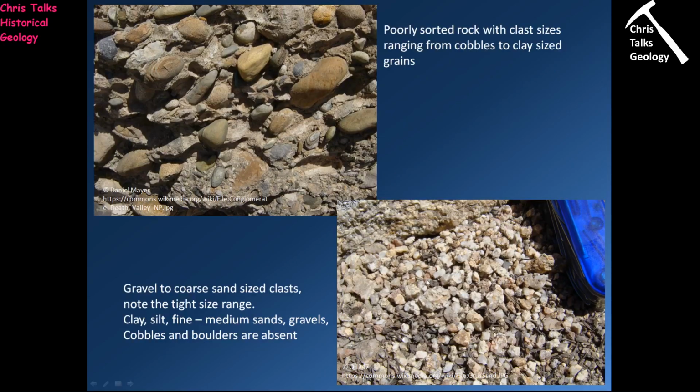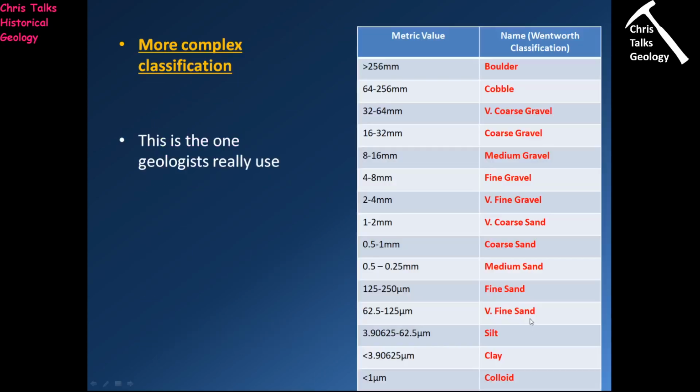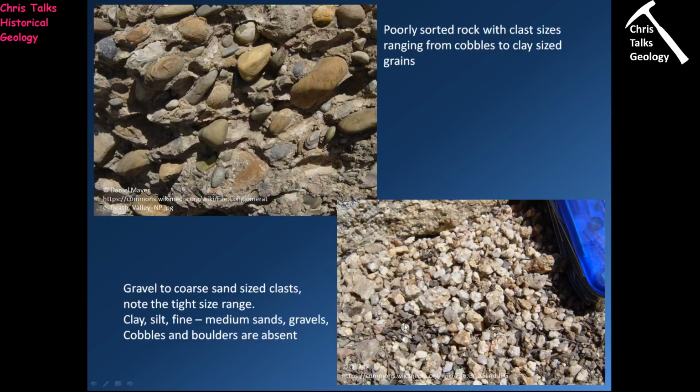In contrast, if we look at this sediment down here, we can see that a lot of these clasts are, give or take, about the same size. This is a pen knife here. You can see that a lot of these clasts are going to be somewhere in the fine to medium gravel range. So a lot of this stuff is a relatively tight size range. This would be an example of quite a well-sorted sediment. So this rock formed from quite a poorly sorted sediment, and this rock formed from a pretty well-sorted sediment.